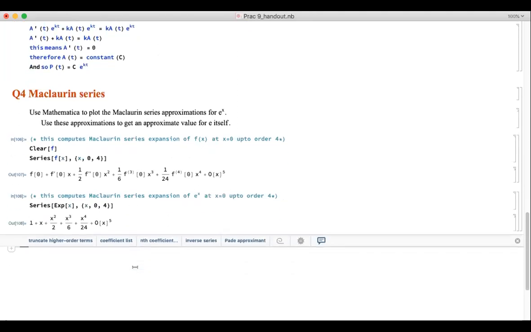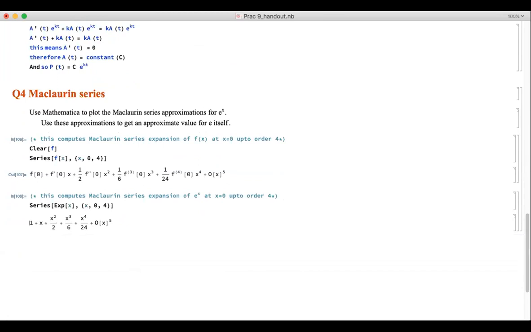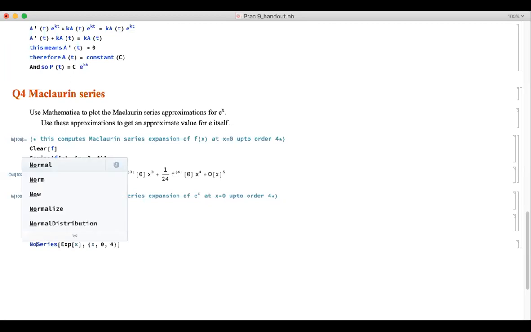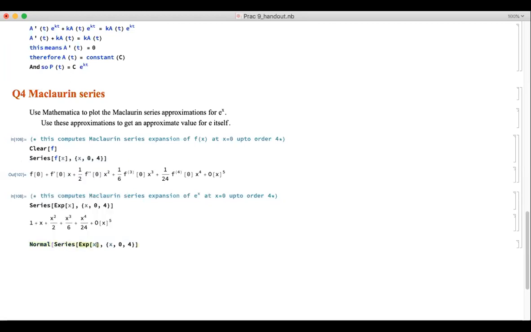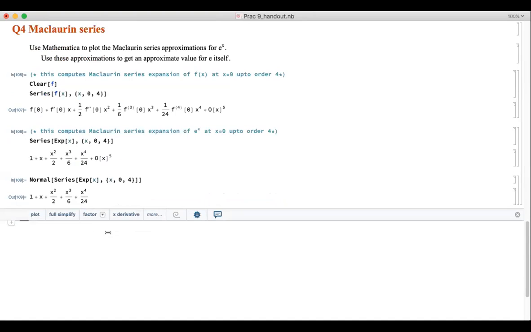Okay. That's e to the power x up to order 4. Okay. Now, if you want to truncate this and just use the expression, then you would say normal. Okay, so that's one way you can compute these terms to get an expression.